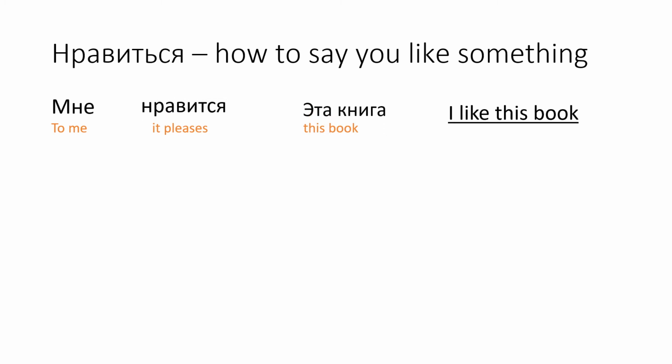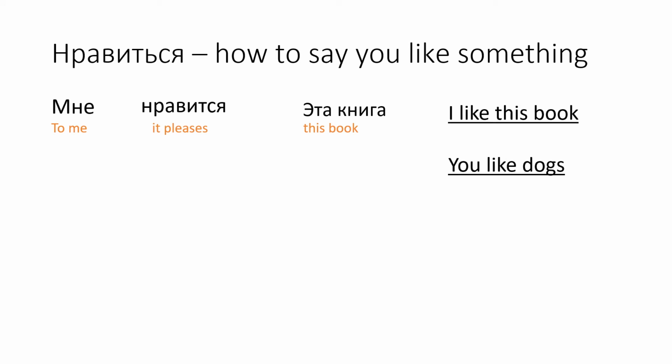Now нравится changes according to the thing that is pleasing to you, or the thing that you like. So because it's singular, you would use нравится, it pleases. And then it's always мне in the dative, to me. Мне нравится. Эта книга is in the nominative because it's the subject of the sentence in Russian, even though in English it's the object. So that's why it can be a bit confusing, because you kind of have to change around the sense to translate it.